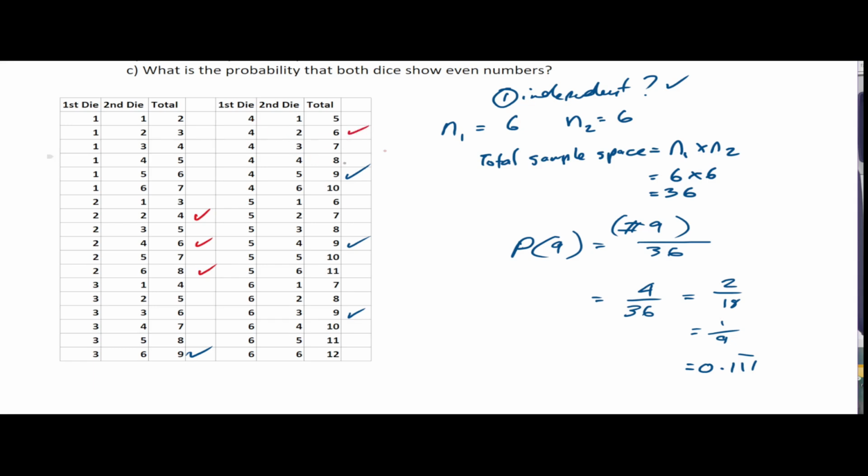This one here, this one here, there, that one there, that one there, and that one there. So the probability that both are even is going to be, again, something over 36. So 1, 2, 3, 4, 5, 6, 7, 8, 9. 9 over 36, and I'm just going to leave it like that.